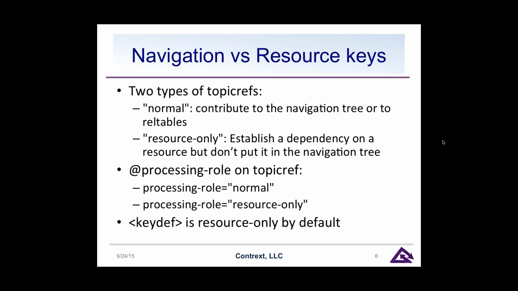Resource-only topic refs establish a dependency to the resource, but they don't put it in the navigation tree, right? And the reason that we had to create that resource-only distinction was because you want to be able to refer to things from your map that are only used indirectly. In particular, what are typically called warehouse topics, right? So you've got warehouse topics that contain content that's going to be used by content reference. The topic itself doesn't occur anywhere in the flow, but it still needs to be referenced from the map. So we call those resource only. It's a very important distinction in maps, but there are also some subtle aspects of it that come into play when we talk about anchors and public anchors.